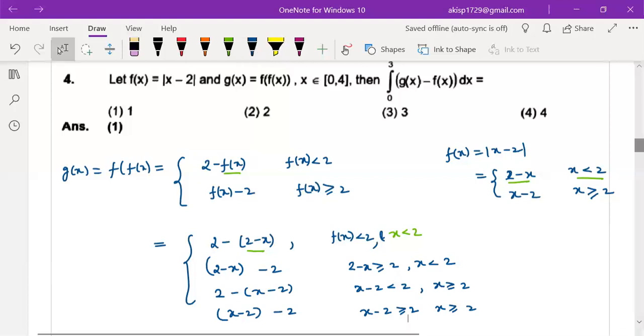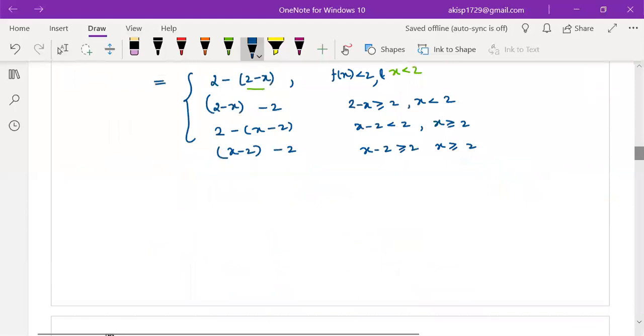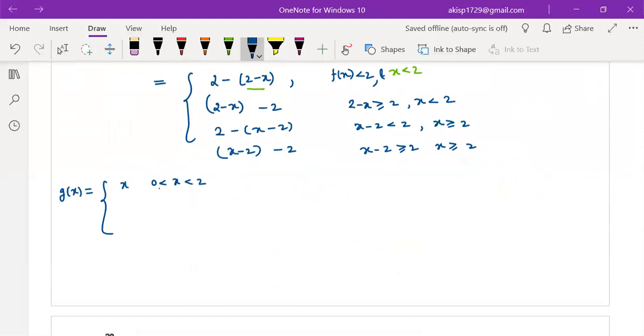So let us simplify this f of f(x). So this is what we get as our g(x) upon simplification. Upon simplification, we see that g(x) is just x whenever x is in between 0 and 2. That's the first case, because I want x to be less than 2 and I want f(x) to be less than 2. This is the same as saying that 2 minus x is less than 2. So you can see that I want x to be greater than 0, and I want x to be less than 2 also. So that's the case when x is in between 0 and 2.